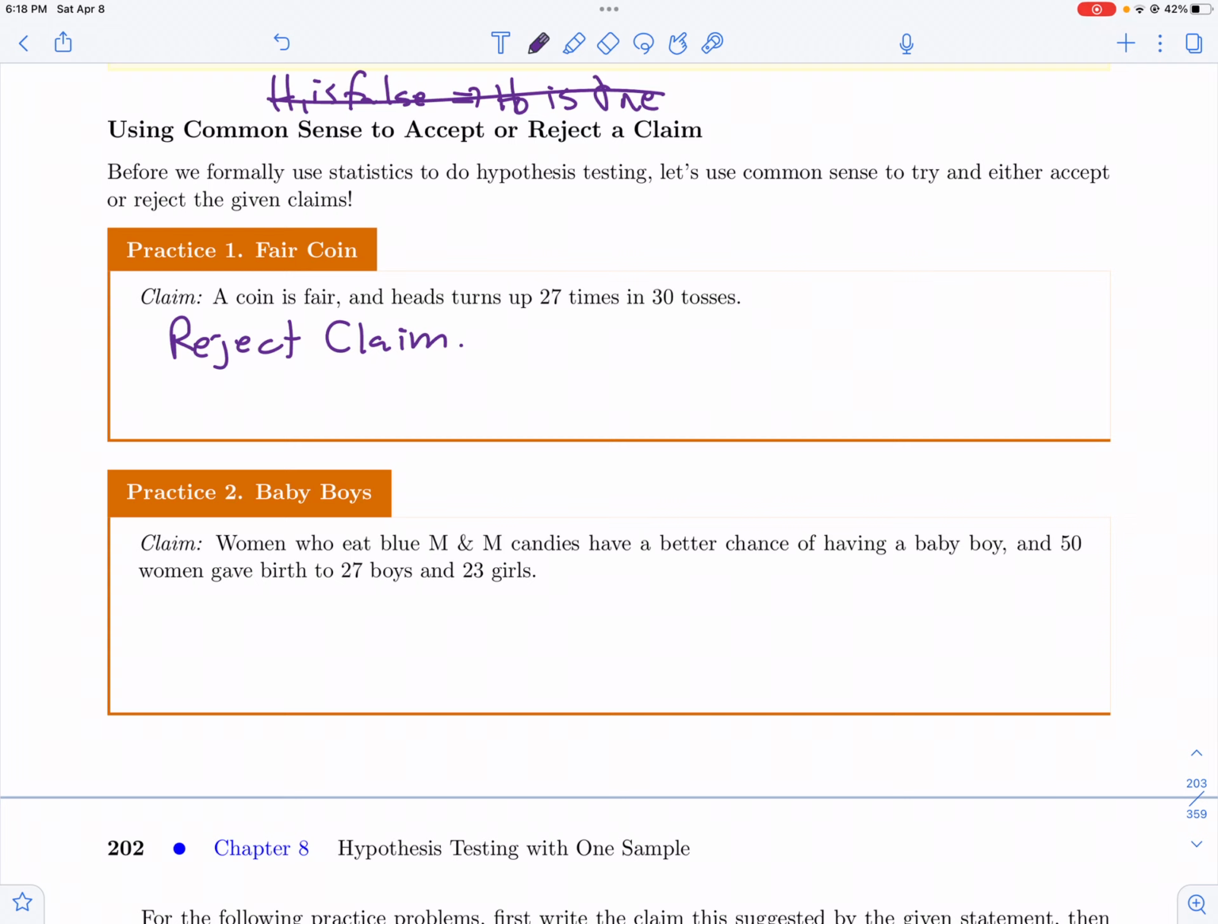All right, so let's look at practice 2. Women who eat blue M&M candies have a better chance of having a baby boy. 50 women gave birth to 27 boys and 23 girls. So the claim is that women who eat blue M&Ms are going to have a better chance of having boys. Notice in this case there are more boys than girls, but not enough that it would be significantly different, because we know the probability of having a boy or a girl is 50-50. These are pretty close to 50-50 each one. So for this reason, I would say we can reject the claim.